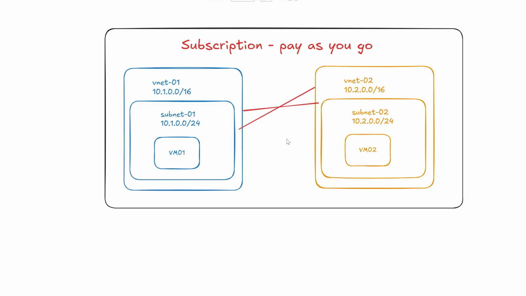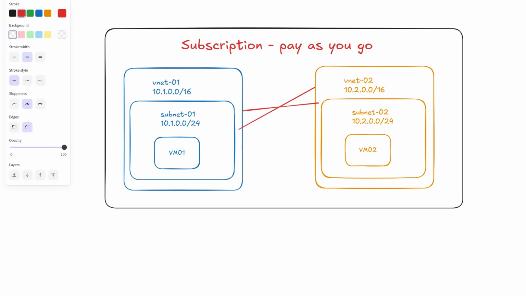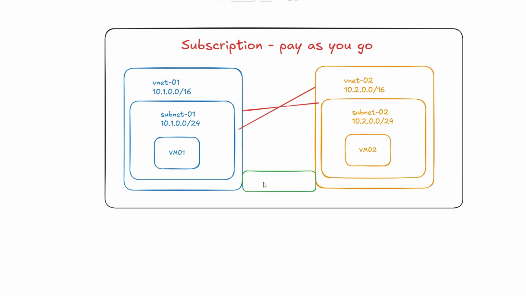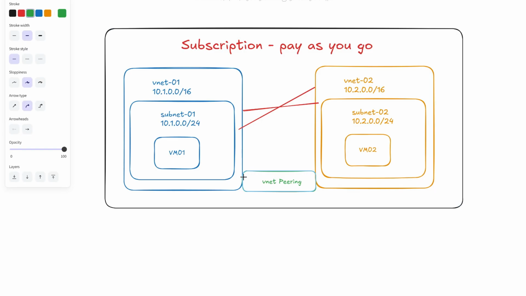VNet peering is a gate. We are not knocking down either fence or building a road through the neighborhood. We are simply adding one gate between the two fences. Now, the two families can walk straight to each other privately without going onto the public street. Now, VM1 can ping VM2. The traffic goes through the gate through Microsoft's private backbone network, never touching the public internet. That is VNet peering.